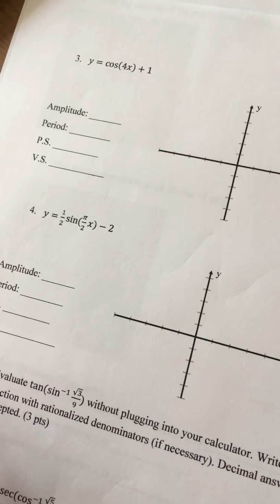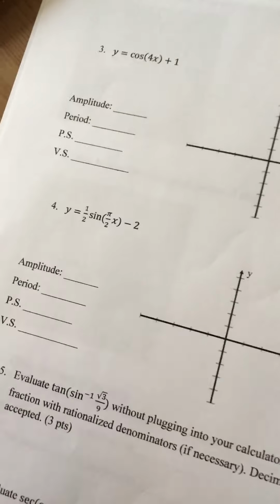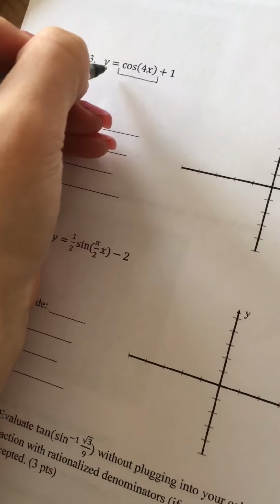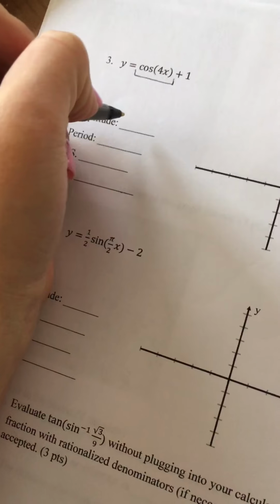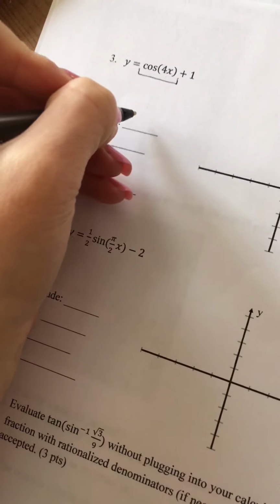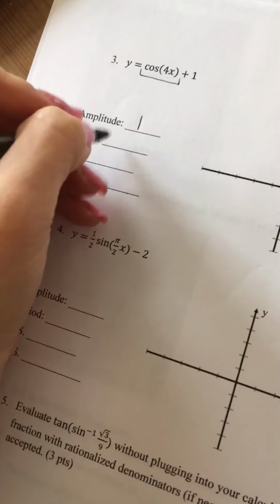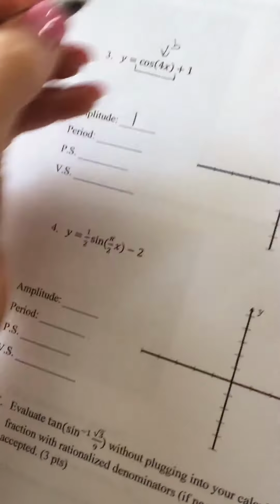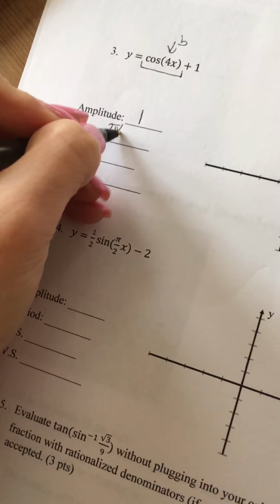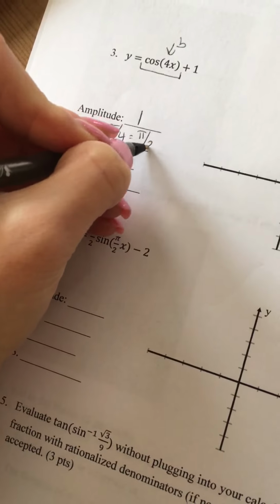Okay, so continuing on number 3, cosine of 4x plus 1. Every time we have a vertical shift, I like to graph that initial function and then do the shift at the end. So my amplitude here is 1. What's in front of the cosine function is just 1. The period, b is 4. So period is 2 pi over 4, which is just pi over 2.